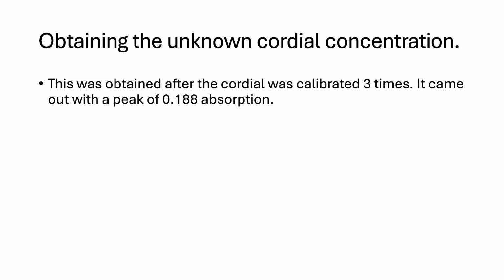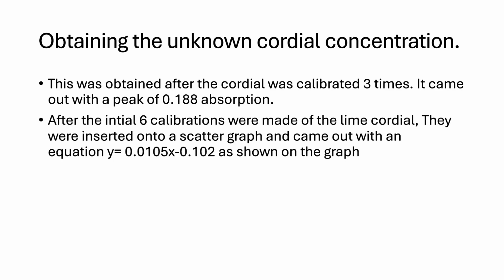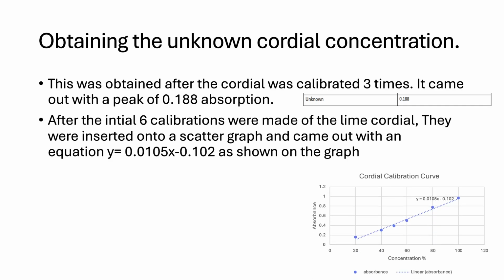So the unknown cordial was calibrated 3 times, and it had the peak of 0.188 absorption. So after the initial 6, which was the 20% to 100%, they were inserted onto a scatter graph and came out with the equation of y equals 0.0105x minus 0.102, which is shown on this graph, and that's the unknown recorded.